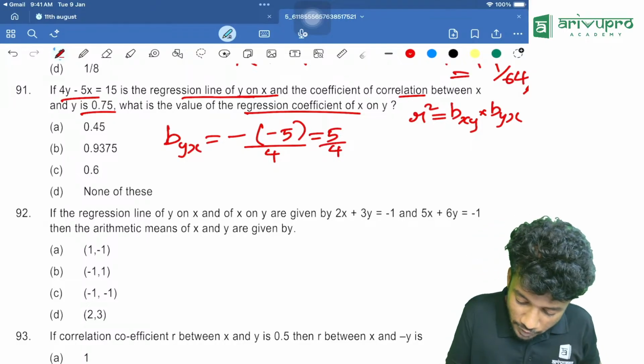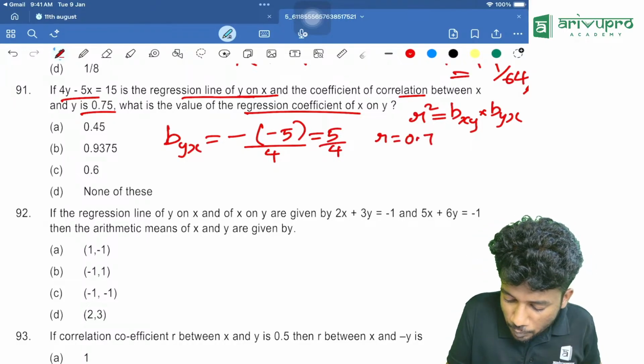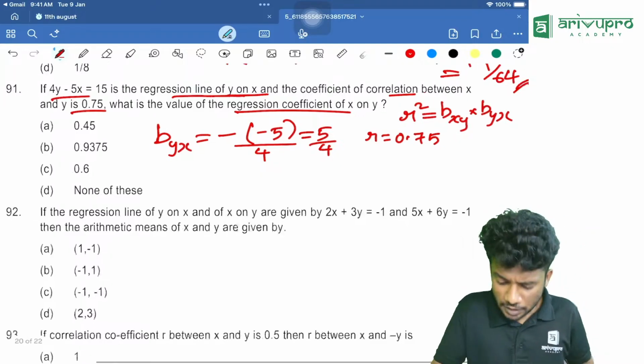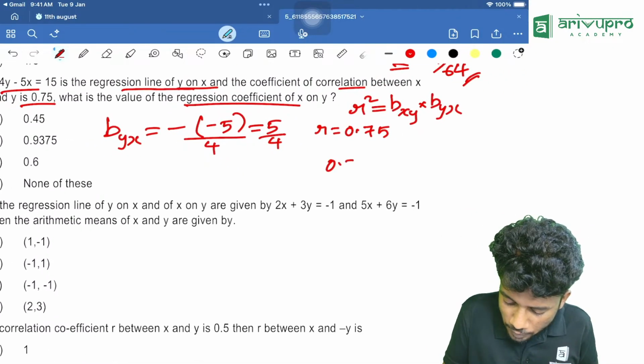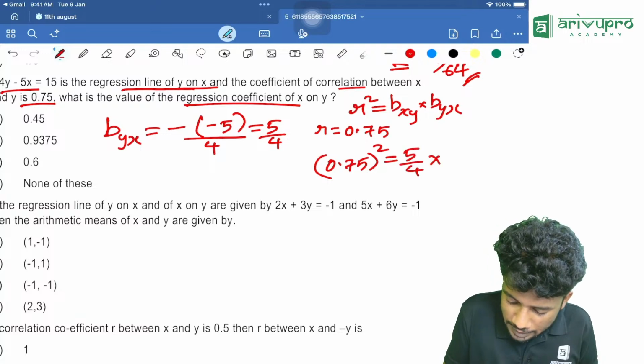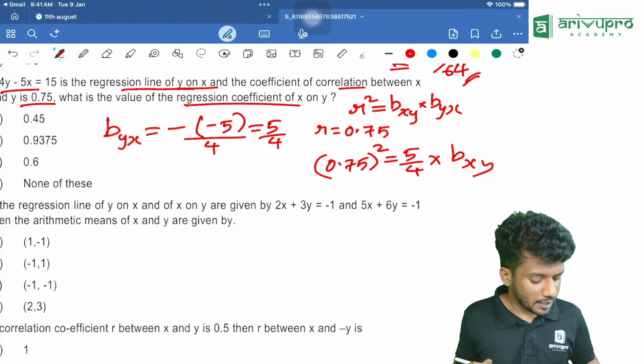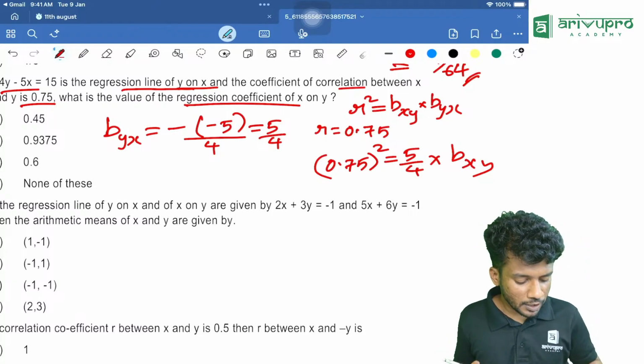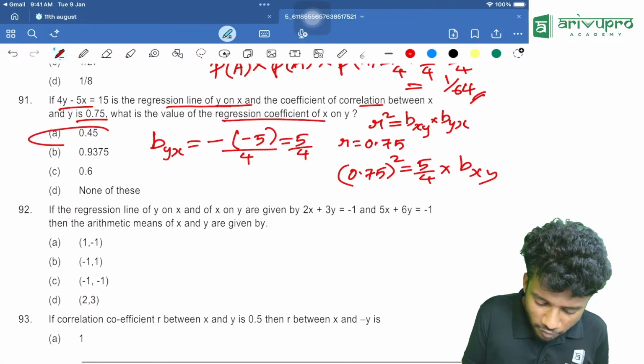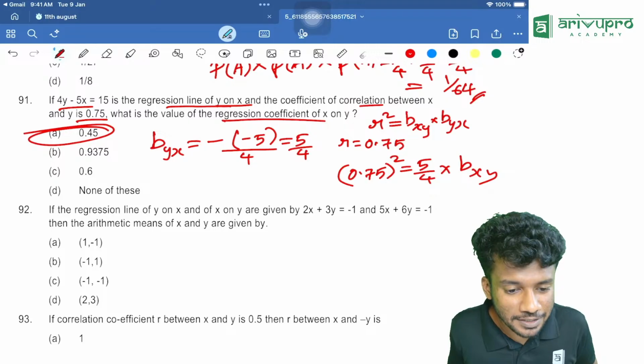Correlation of R value is how much? R is equal to 0.75. Just substitute over the equation, you will get the answer. So 0.75 the whole square is equal to 5 by 4 into bxy. Get me the value of bxy. Take the calculator, 0.75 into 4 divided by 5. How much are you getting? 0.45. Option A is the answer.